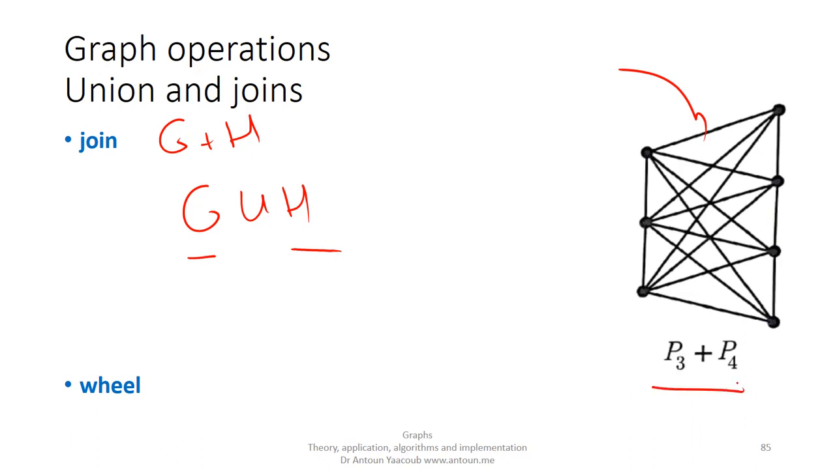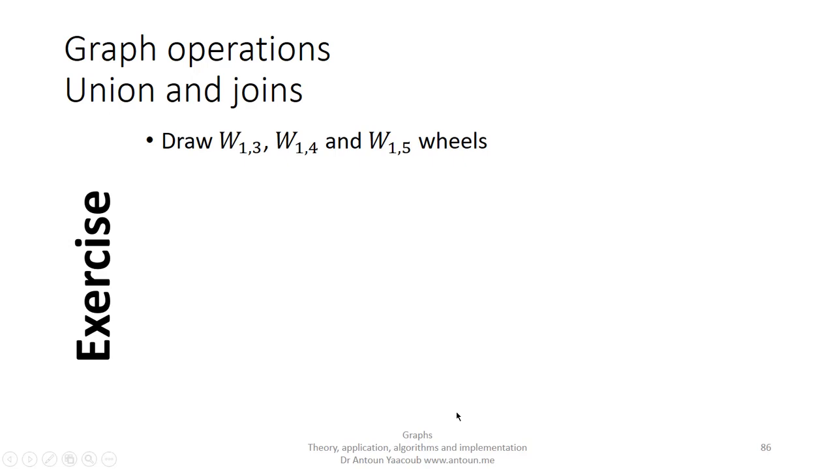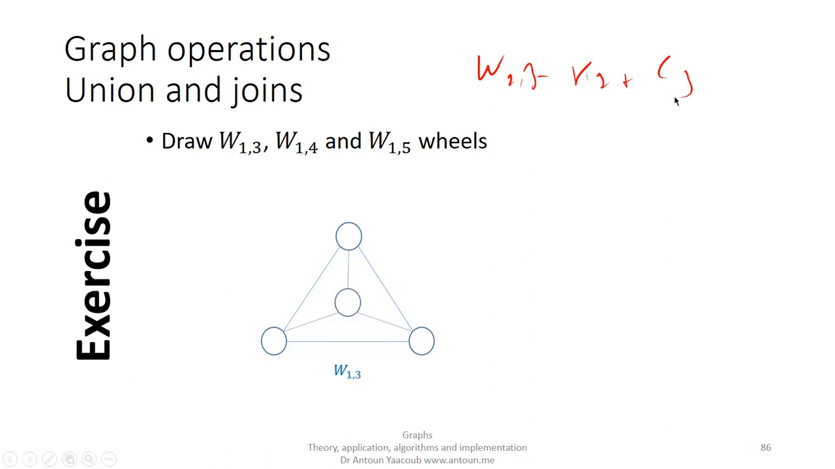So this is P3 plus P4. For example, wheels, we call it W. So for example, Wn is equal to K1 plus Cn. So wheels are the join between a K and a C. So we have an example here. Draw the wheels W13, W14, and W15. So this is the cycle C3. So W13 is equal to K1 plus C3. And then I have K1 in the middle, and I need to link K1 with all the others. So this is the wheel W13.